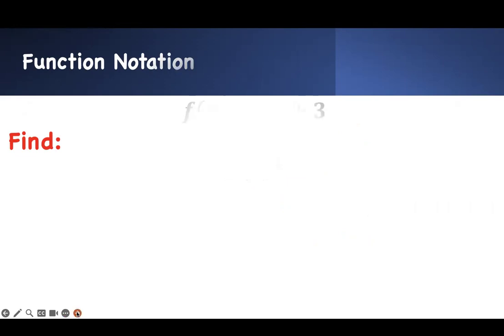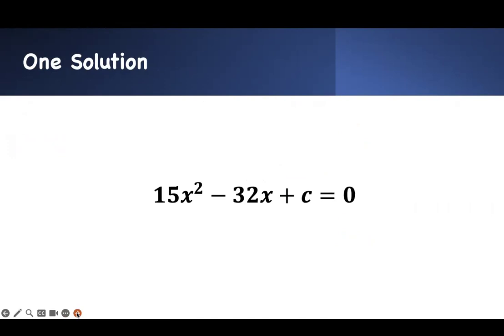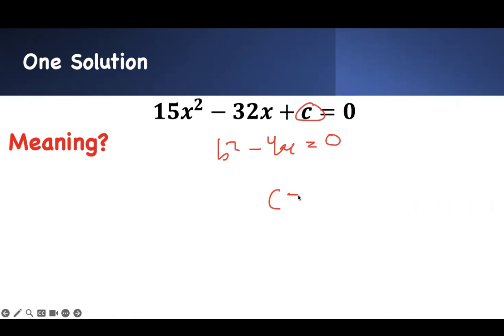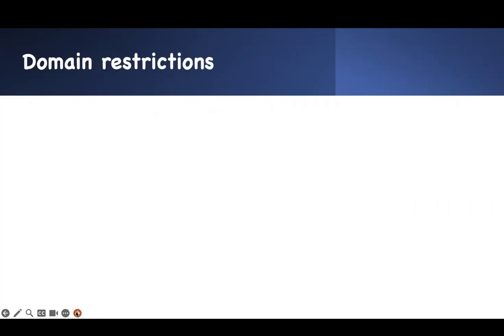Now, the second one is this, one solution. When the equation says one solution, it's the discriminant. B squared minus 4AC is equal to 0. That's the discriminant. That means you can find C. Do you know you can find C? C is equal to what? B squared over 4A. That's all. Every time they give you this kind of question, you have so much you can learn from it, right?